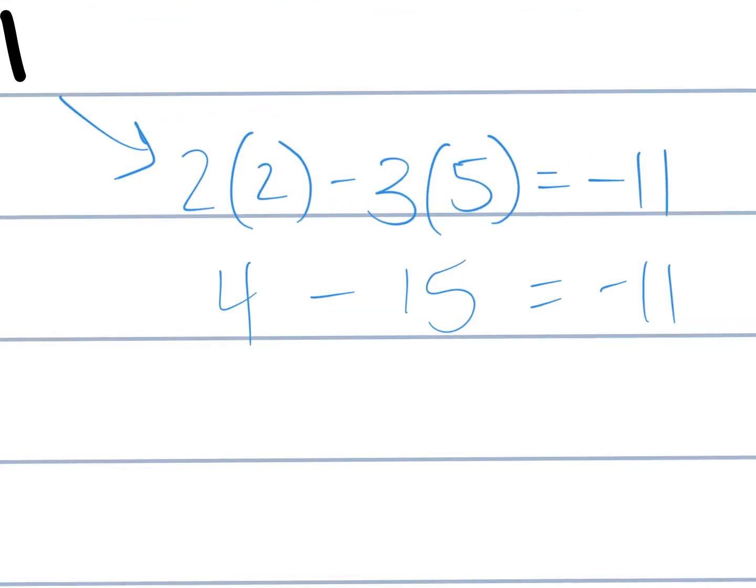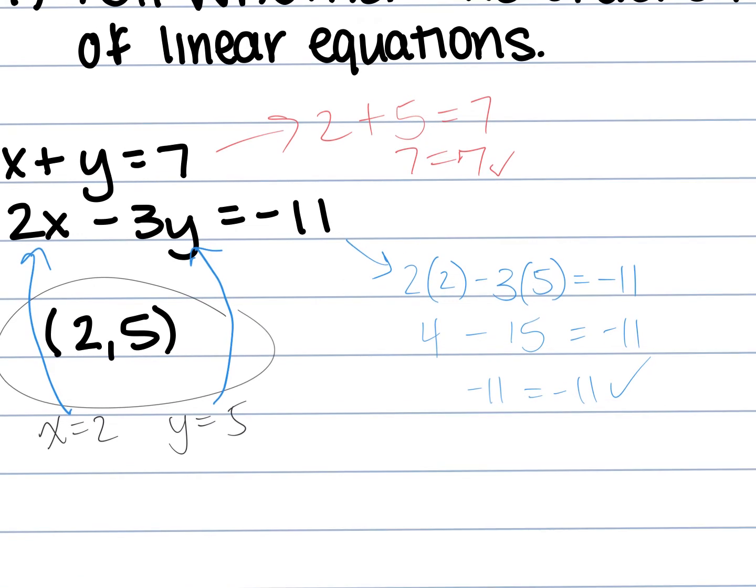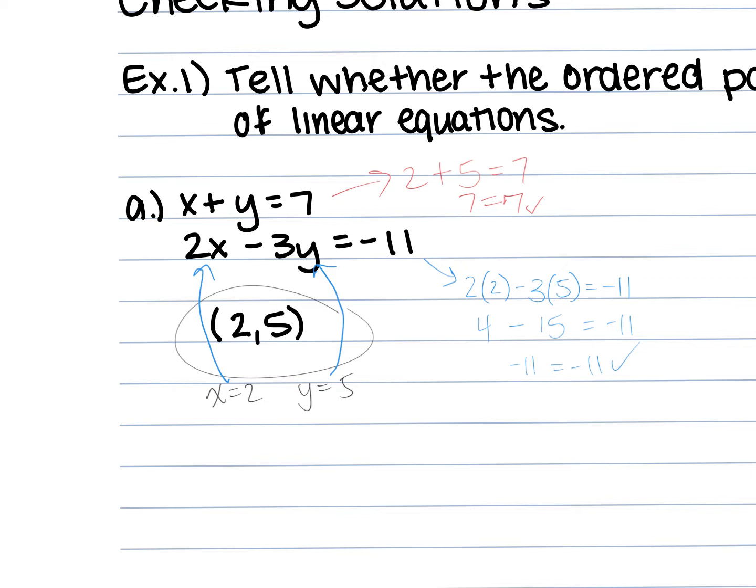Miss Alonzo, what is 4 minus 15? It's negative 11 equals negative 11. Did it work for this equation? Bingo. So is this the solution of the equation? It's the solution of the system, okay? Because it worked for both of them. So what we would write is we would say 2 comma 5 is the solution.